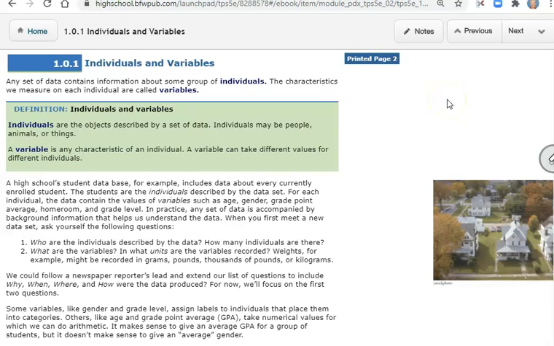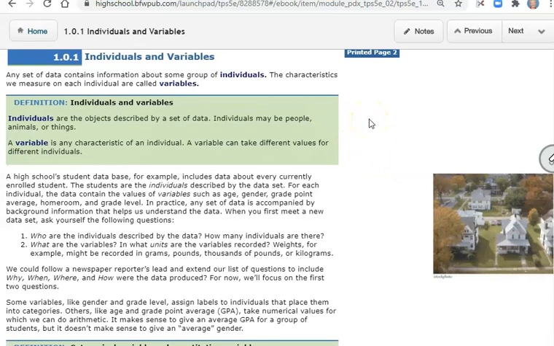We need to start out in statistics with some basic vocabulary. So let's take a look at this definition of individuals and variables from the book. Individuals are the objects described by a set of data. Individuals may be people, animals, or things. A variable is any characteristic of an individual. A variable can take different values for different individuals.